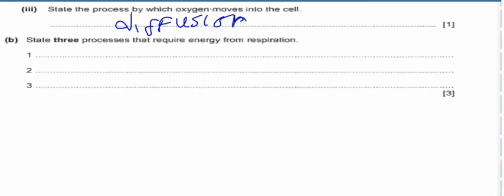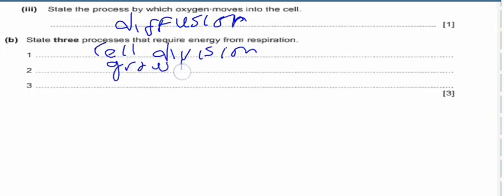State 3 processes that require energy from respiration. So the first one is just going to be cell division. During cell division, energy is needed. For a living organism to carry out cell division, it needs energy from respiration. Then apart from cell division, growth. For you to grow an eye, we need energy from respiration. So growth. Apart from growth, conduction of electrical impulses.